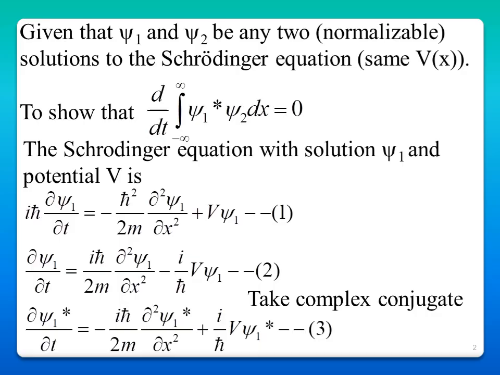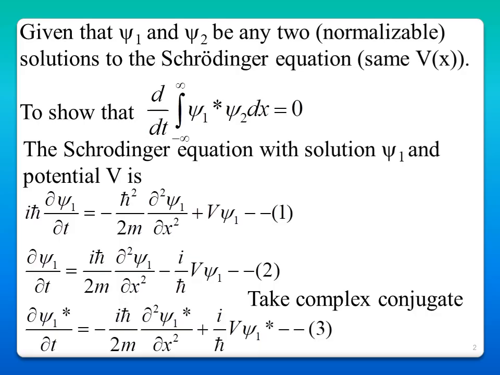So the Schrödinger equation with solution ψ1 and potential V can be written as iħ ∂ψ1/∂t equals minus ħ² divided by 2m ∂²ψ1/∂x² plus Vψ1. So from this we can write ∂ψ1/∂t as iħ/2m ∂²ψ1/∂x² minus i/ħ Vψ1.